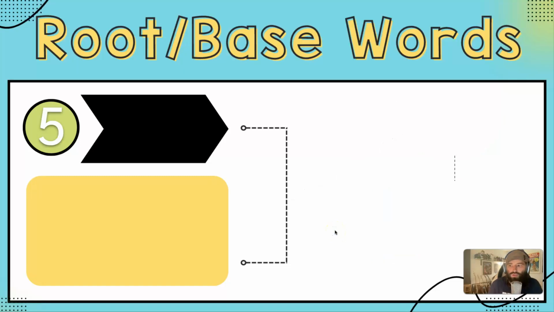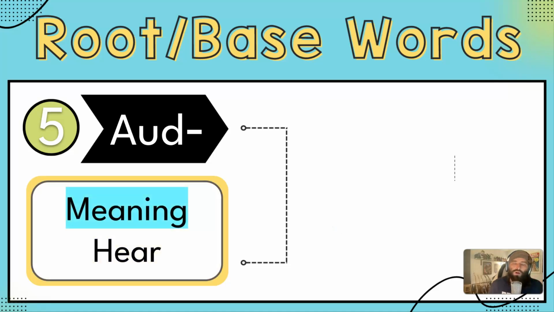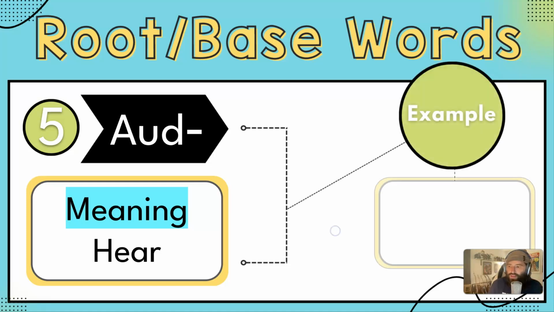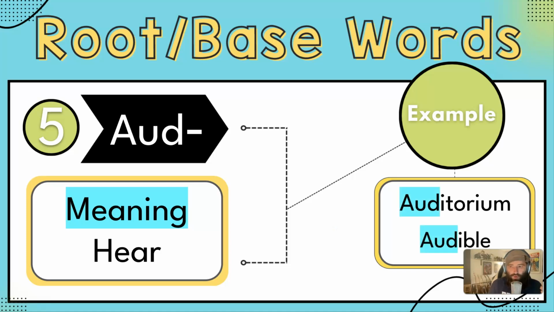Now we move into our roots. These are key. These are important because you can build so many words out of roots. So our first one here is aud. You think, oh yeah, oh duh, odd. It means to hear. So think things like an auditorium. You go to hear something. Audible. It is something able to be heard.